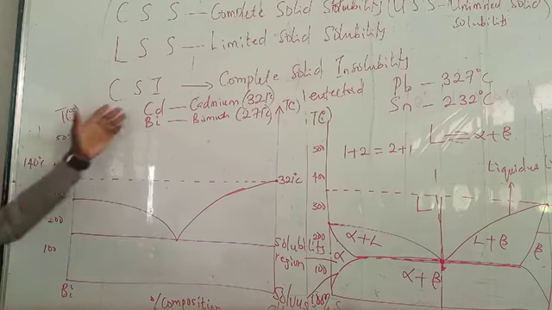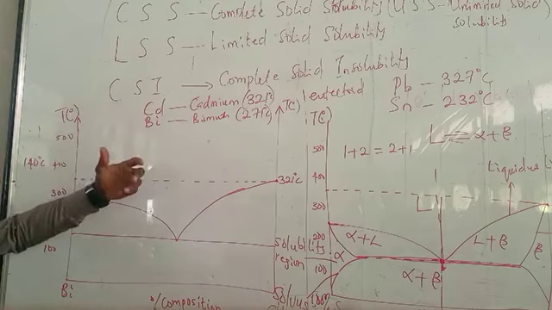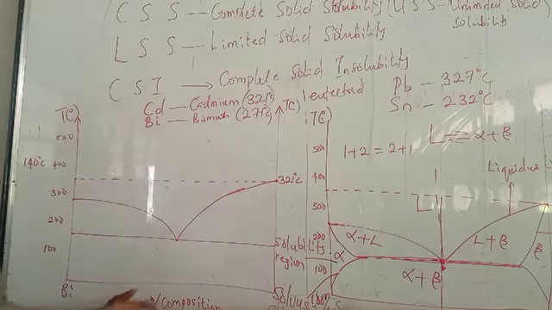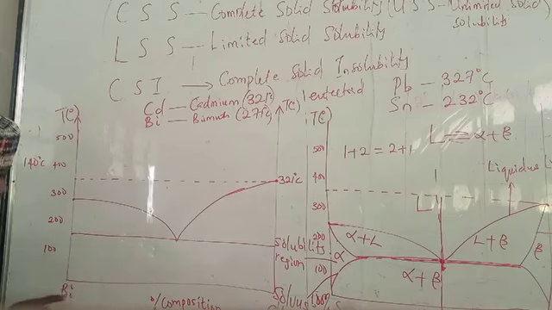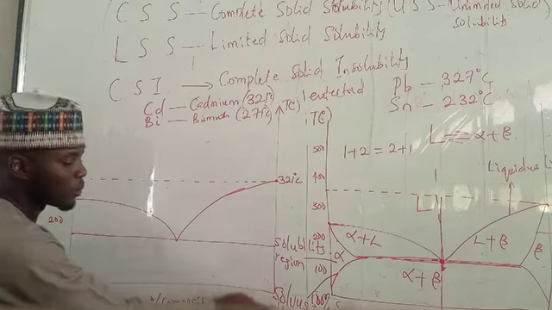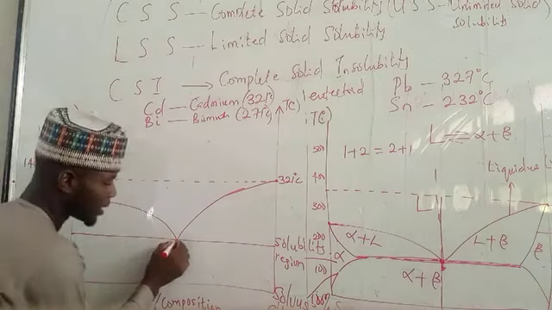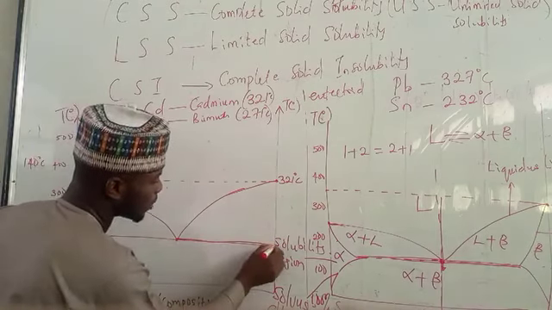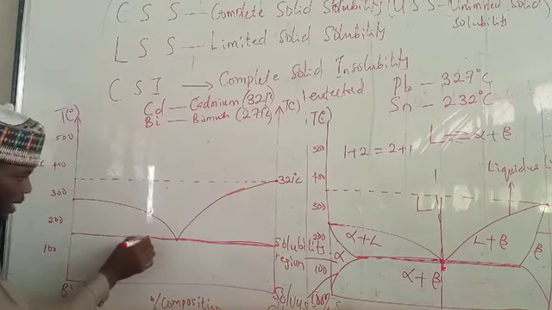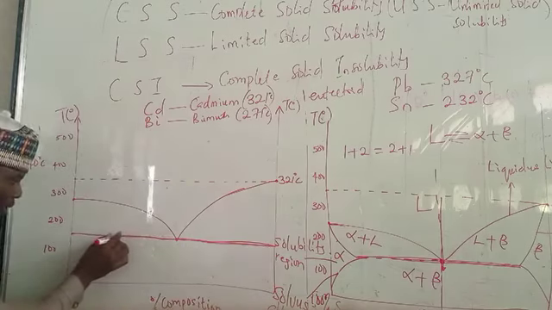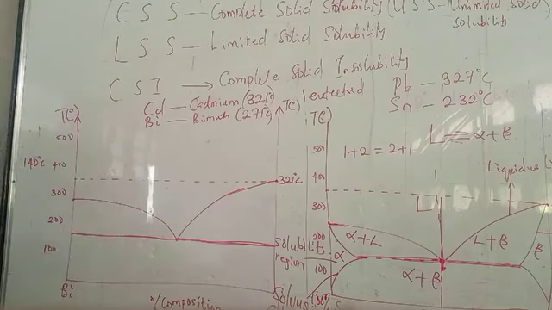Now the curve is complete solid insolubility. There will be no solubility between cadmium and bismuth. That is to say, cadmium will not be able to pass this region, and bismuth as well will not be able to pass this region. That is why this line is extended up to this axis, to show there will be no solubility between bismuth and cadmium at all compositions.